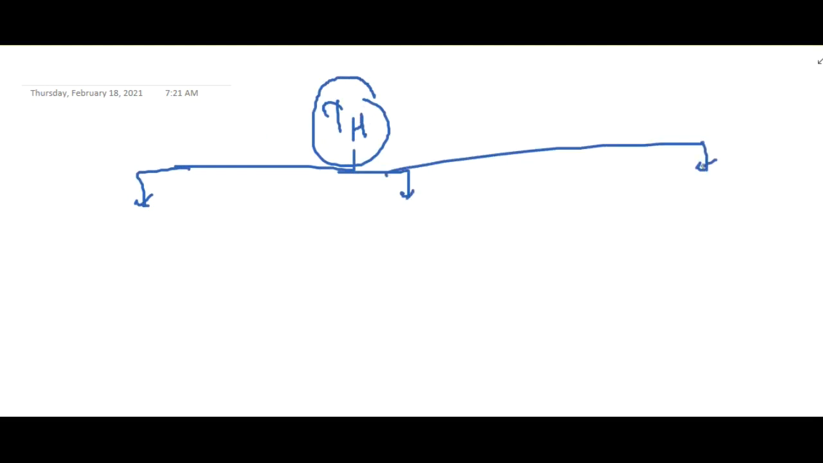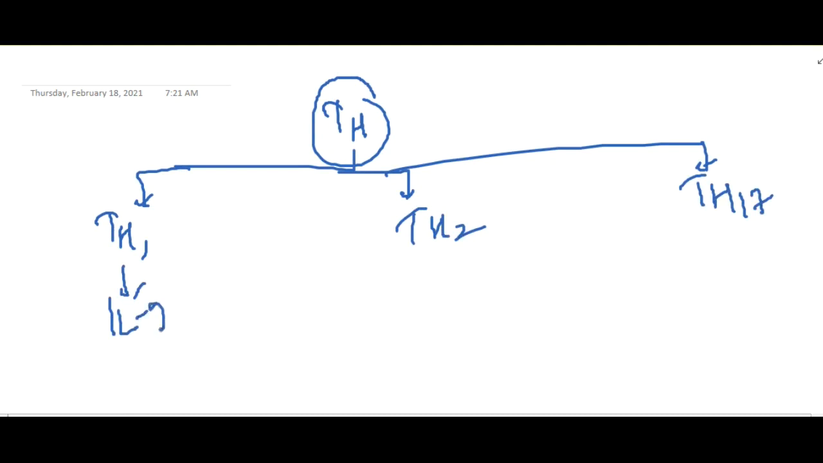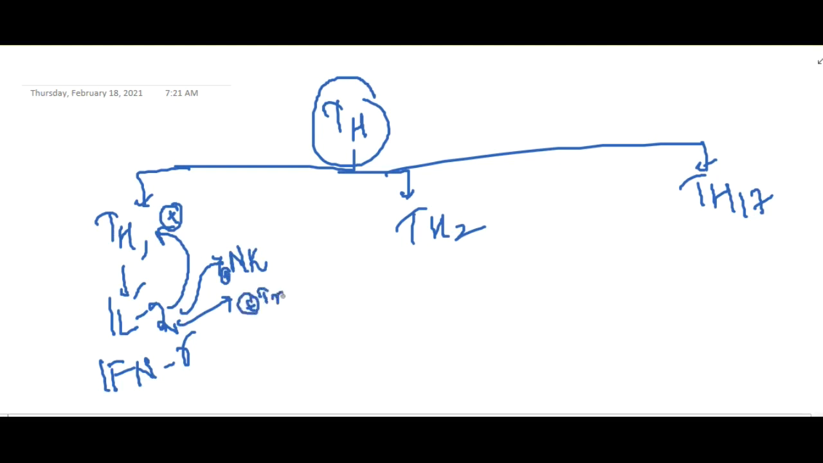Now the T helper cells are divided into three types: T helper 1 cells, T helper 2 cells and T helper 17 cells. T helper 1 cells are important in interleukin 2 and interferon gamma. This T helper 2 cell will activate the T helper 1 cell, and this T helper 2 cell also activates the NK cell, and it also activates the T regulatory cell.